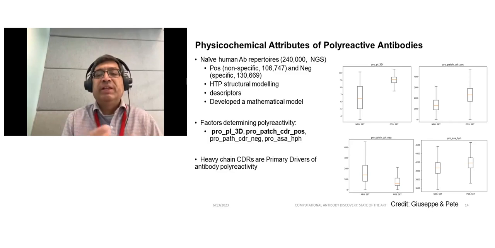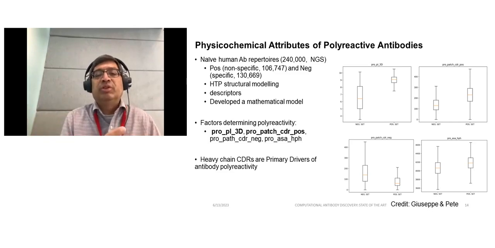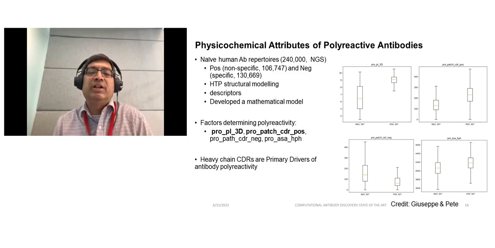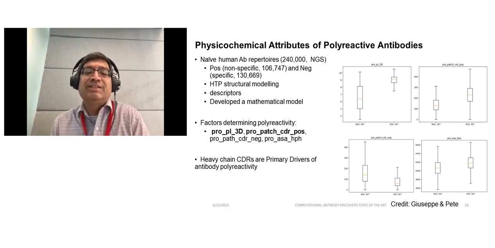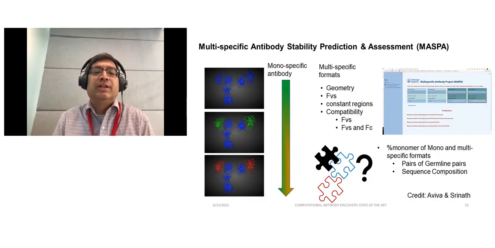We want the pI to be high to develop highly soluble antibodies, but we don't want it to be so high that antibodies start binding receptors in a very non-specific way. So like Pietro said earlier, this is a trade-off.